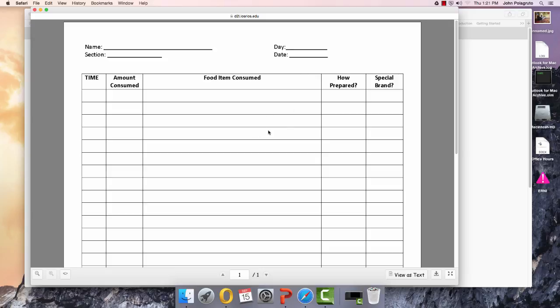Now, how many of these blank sheets do you really need? 3, because most food diaries use 3 days. 2 weekdays, Monday through Wednesday, any 2 days, and 1 weekend day.